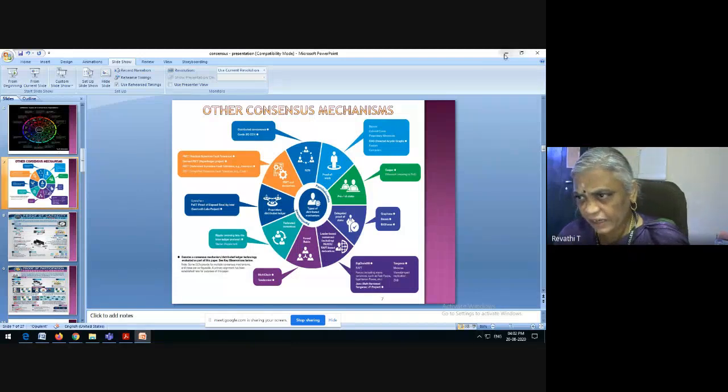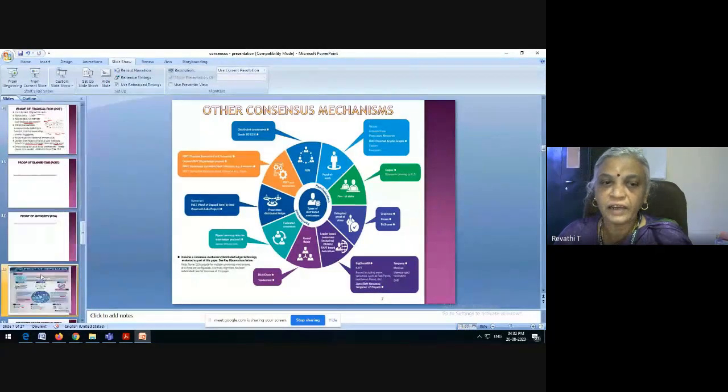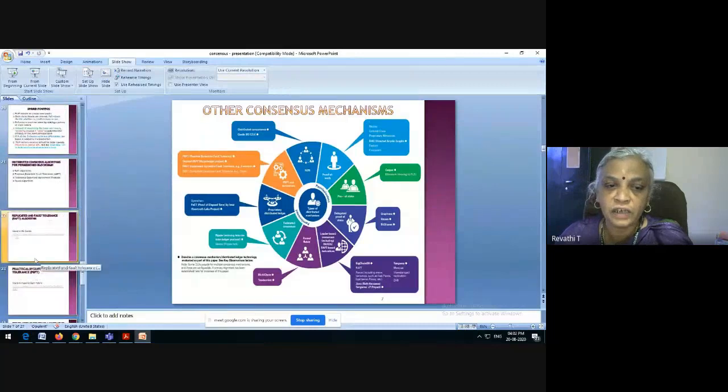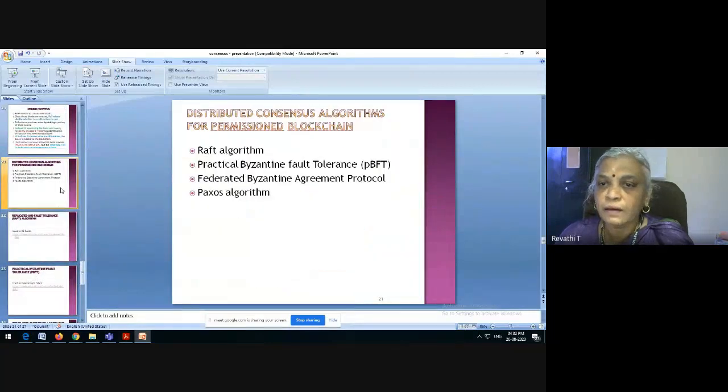Different implementations use different protocols, right? So for permissioned blockchain, we have seen the Raft algorithm, practical Byzantine algorithm, federated Byzantine algorithm, and Paxos algorithm, right?